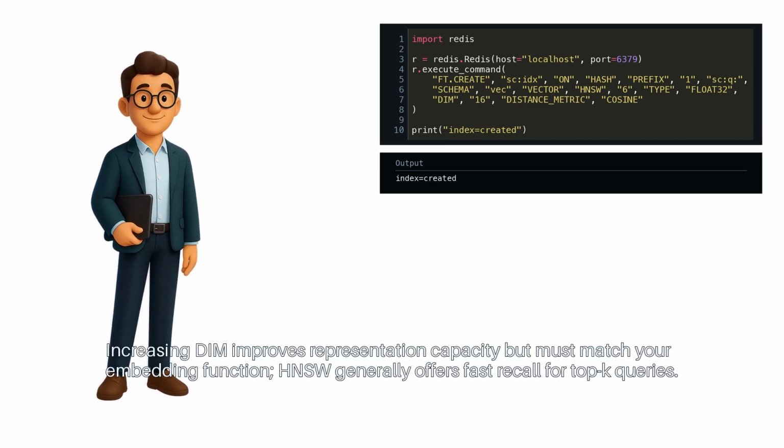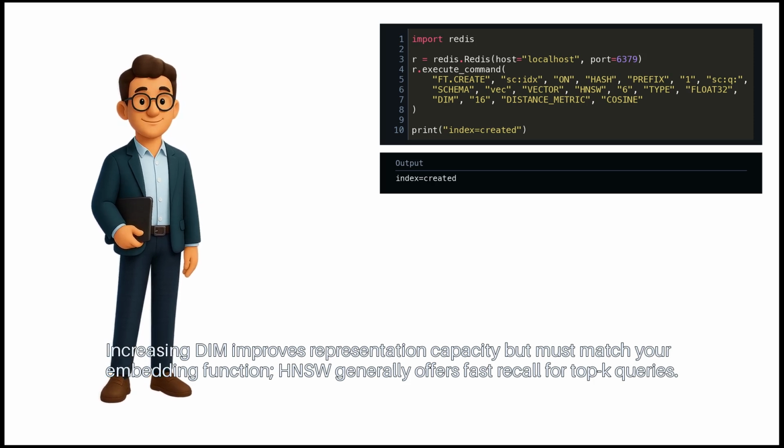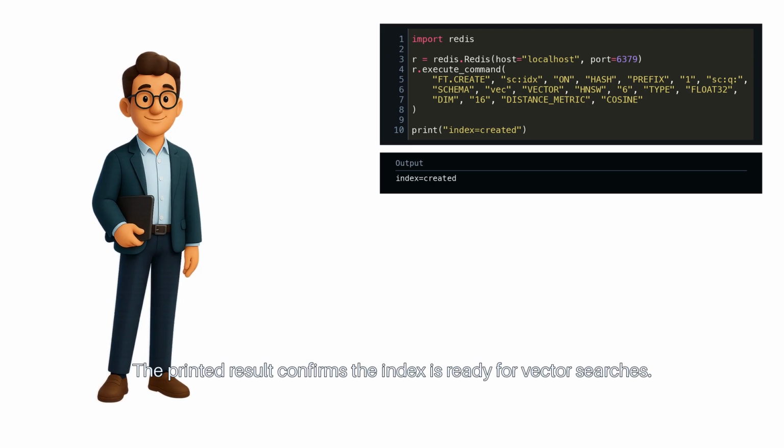Increasing dim improves representation capacity, but must match your embedding function. HNSW generally offers fast recall for top K queries. The printed result confirms the index is ready for vector searches.